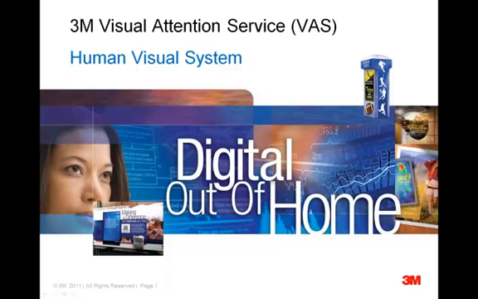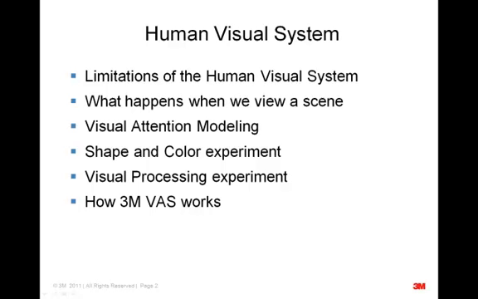This presentation from the 3M Visual Attention Service will focus on the human visual system. In this presentation, I'll be covering limitations of the human visual system, what happens when we first view a scene, some background on visual attention modeling, which is the basis of the 3M Visual Attention Service. We'll do a couple of experiments, one on shape and color, the other on visual processing, and then finish up with how the 3M Visual Attention Service works.